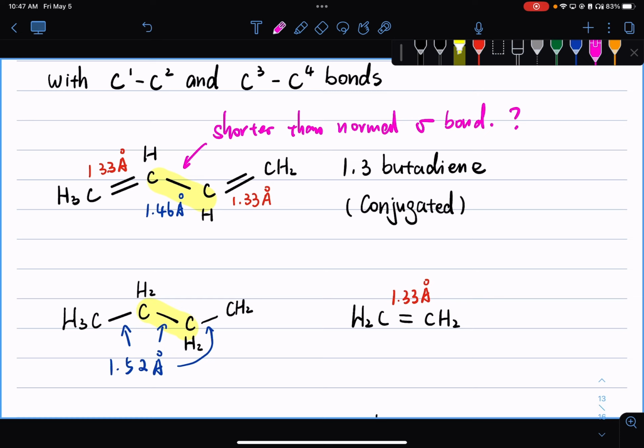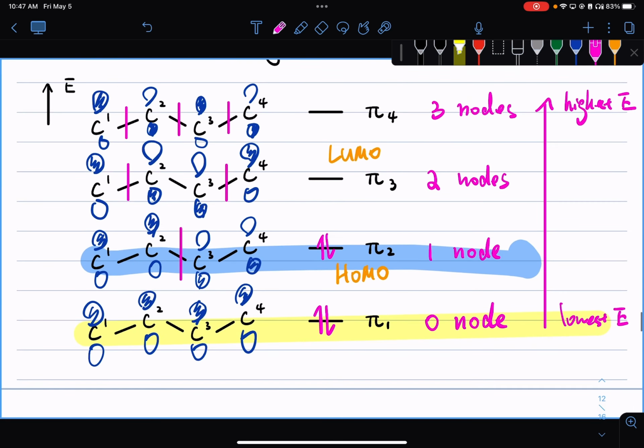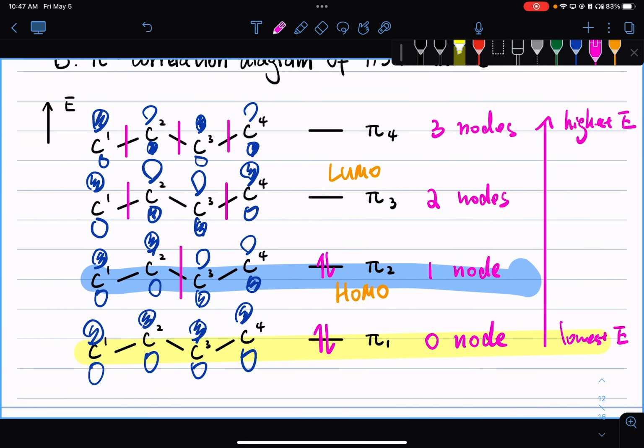All right, so let me just keep this question. We'll go back to our pi correlation diagram and ask you to think about it. Right, so the single bond between C2 and C3 is shorter than your normal single bond because it still has some pi character. All right, that's coming from our lowest energy MO here.